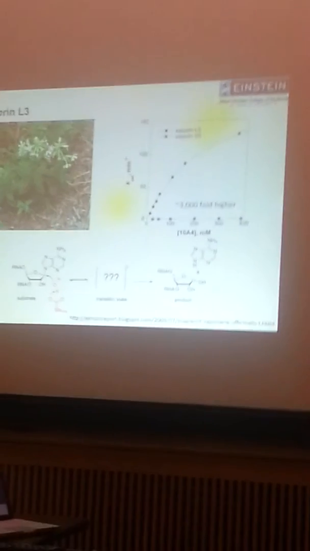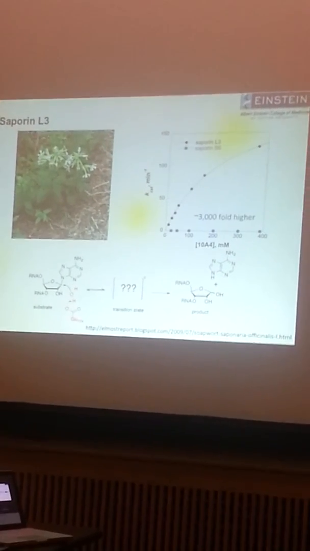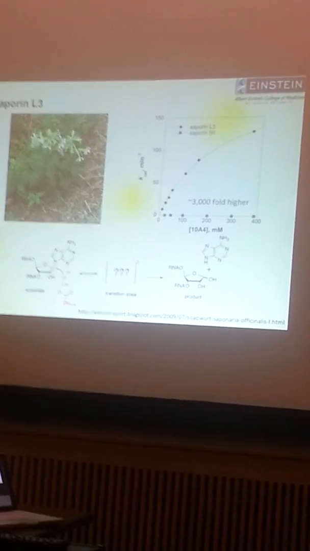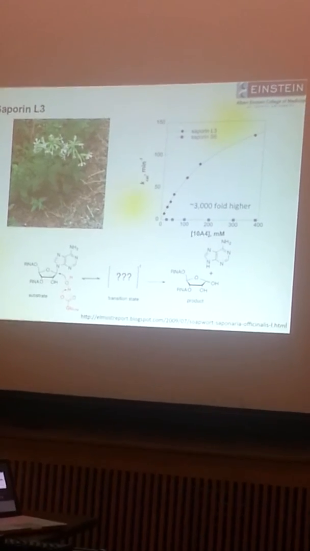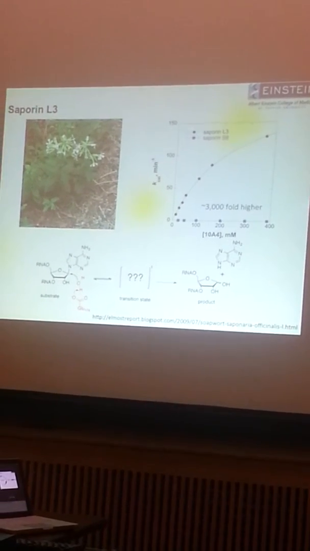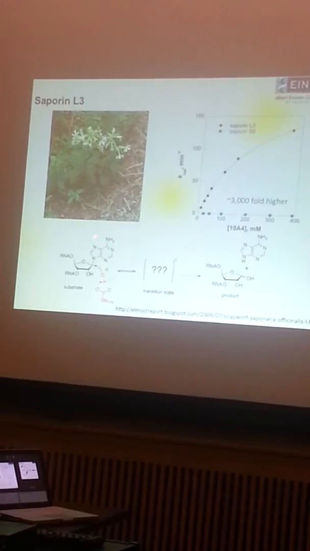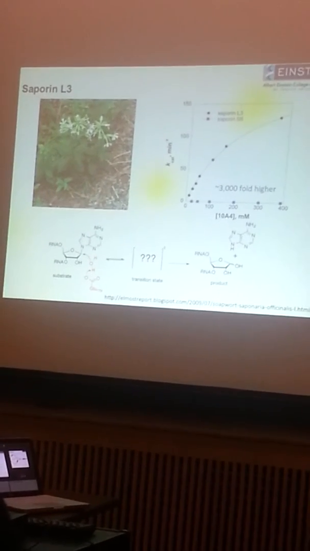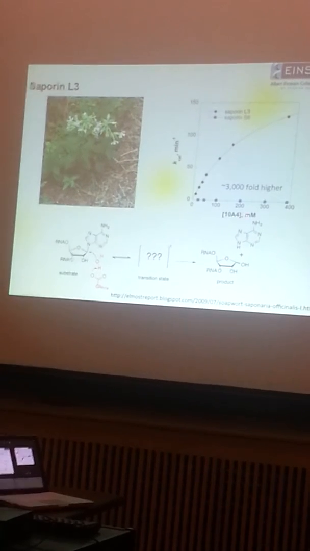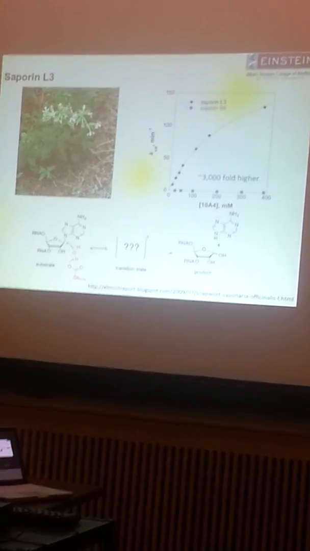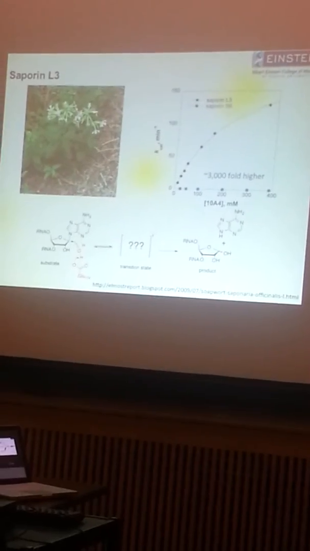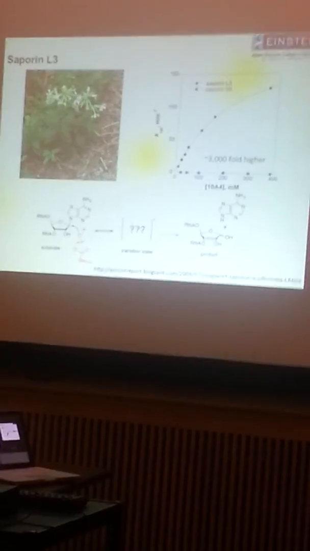And so in this study, we are trying to use the saporin L3 as a model. Saporin L3 is from the Saponaria leaves. And we know it can cleave the glycosidic bond between the adenine and the ribose. And we know the product is adenine and the ribose within the RNA.